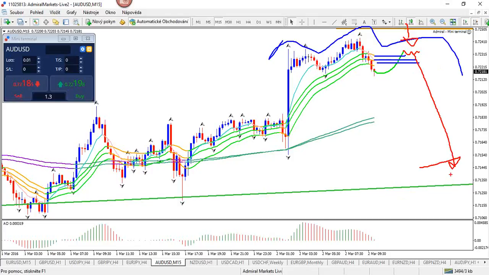Let's take a look at the pivots on this one. M2 is at 71.70. That could be one target, 71.70. The S1 is at 71.45. So that, I think, is possible.